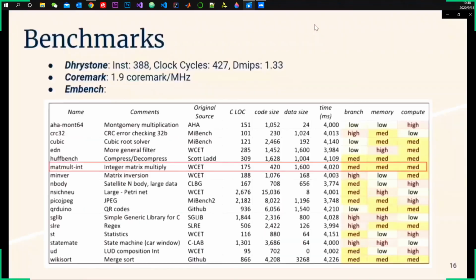and the current work is to connect it to the processor. We also tested our project with various benchmarks such as Dhrystone and CoreMark. For Dhrystone, it runs 388 instructions within 427 clock cycles and scores 1.33 Dhrystone MIPS. For CoreMark, it scores 1.9 CoreMark per MHz. And we will test it using the new benchmark in the bench in the future. These data have shown how some of our implementations are verified through the benchmark tests.